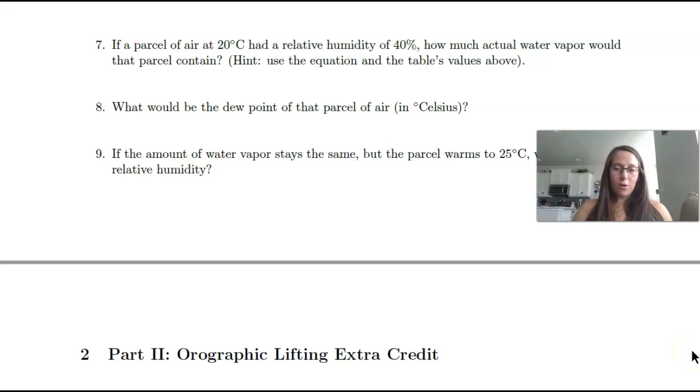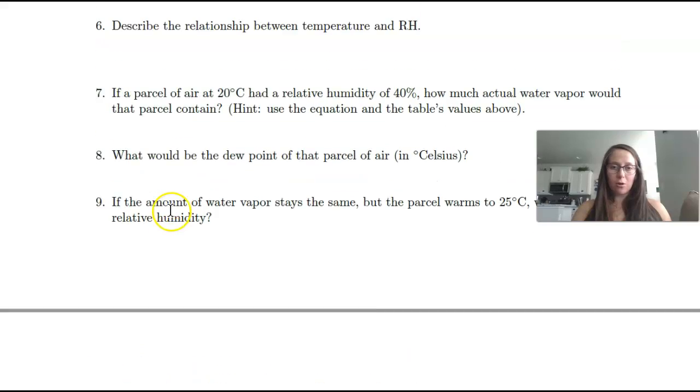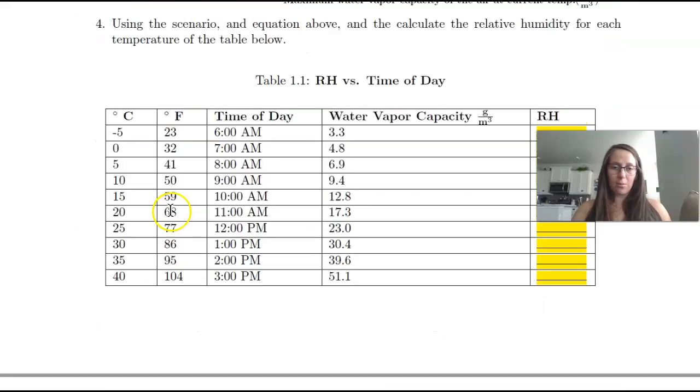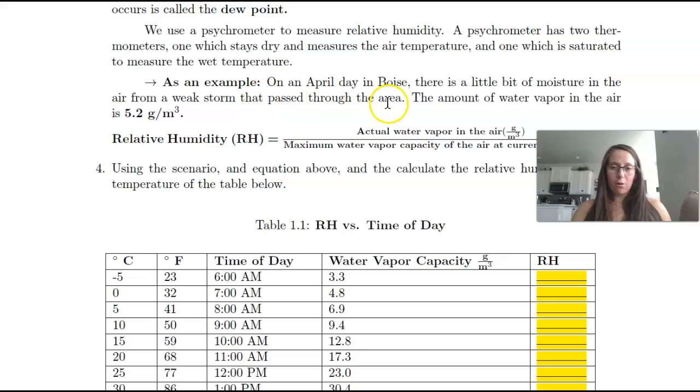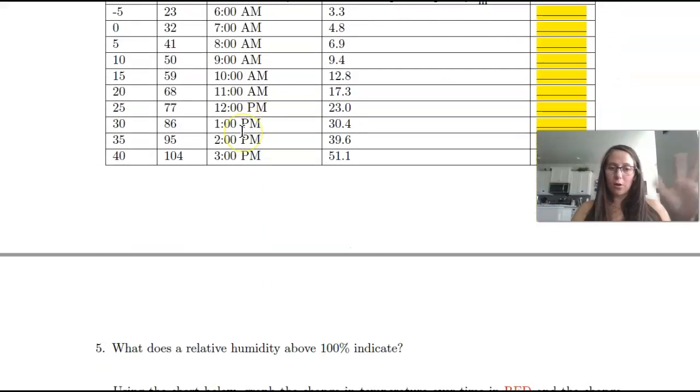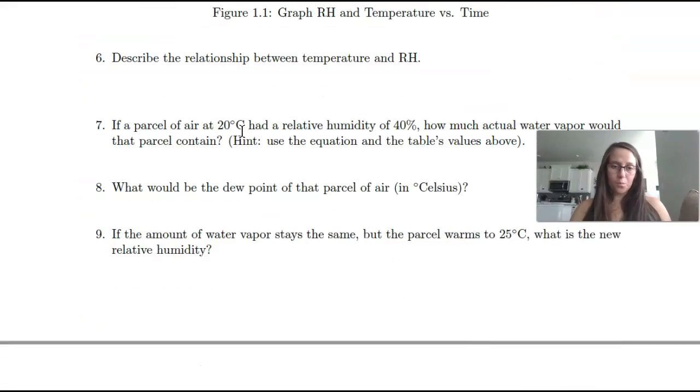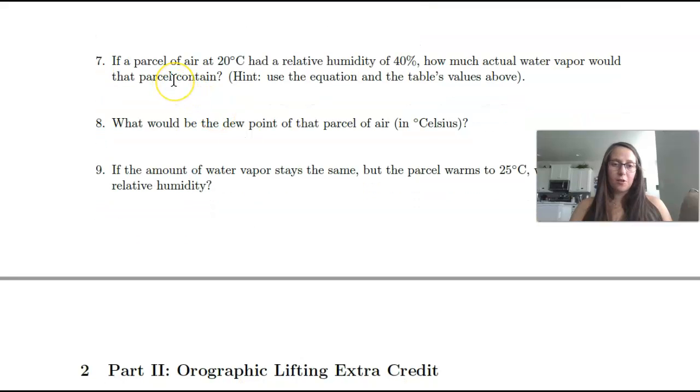All right, so now we move on to question 7. Questions 7, 8, and 9 no longer deal with the example that we had above where the actual water vapor was 5.2. Now we're moving on to something else, okay? So they say, if a parcel of air at 20 degrees Celsius had a relative humidity of 40%, how much actual water vapor would that parcel contain?